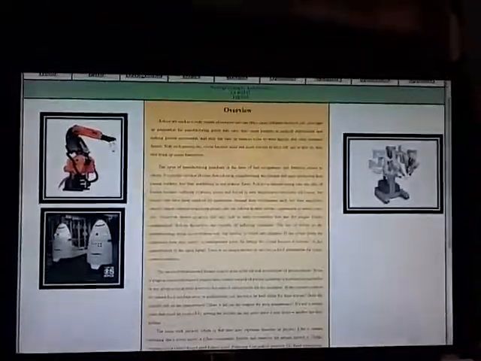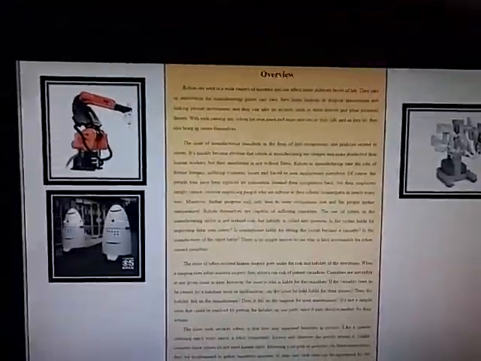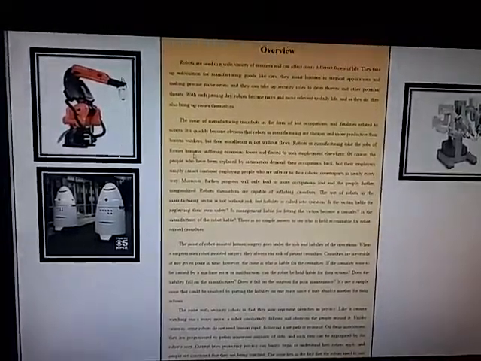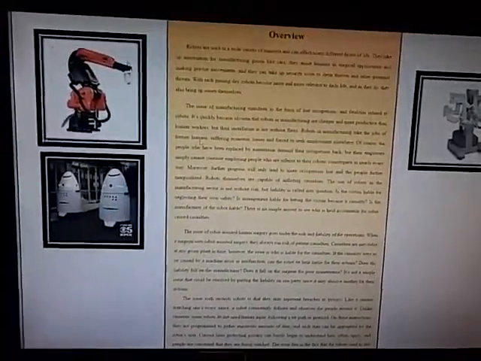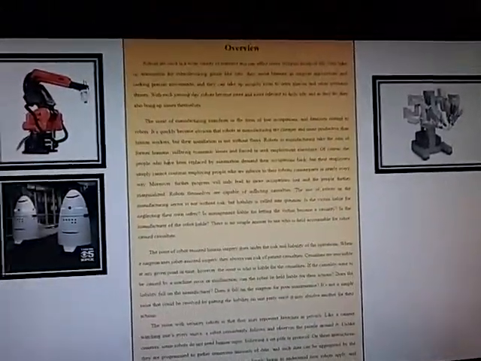Introduction. As such, you can see my overview here, how robots are used in a wide variety of different things, such as manufacturing, surgery, and security. Manufacturing has an issue because with increasing automation, you have lost jobs, and then you have the issue of who's at fault whenever people get injured by robots.